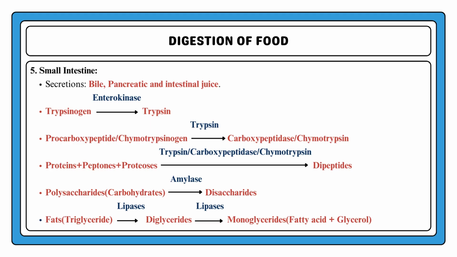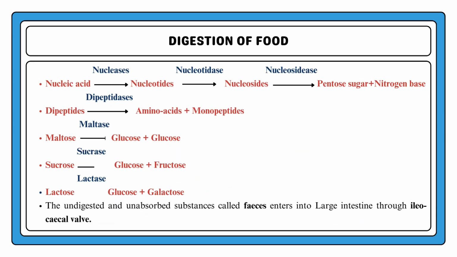In the presence of amylase, polysaccharides like the remaining 70% of carbohydrates are converted into disaccharides. In the presence of lipases, triglycerides like fats are converted into diglycerides and later broken down into monoglycerides like fatty acids and glycerol. In the presence of nucleases, the nucleic acid is converted into nucleotides. In the presence of nucleotidase, the nucleotides are converted into nucleosides. In the presence of nucleosidase, the nucleosides are converted into pentose sugar and nitrogen base.